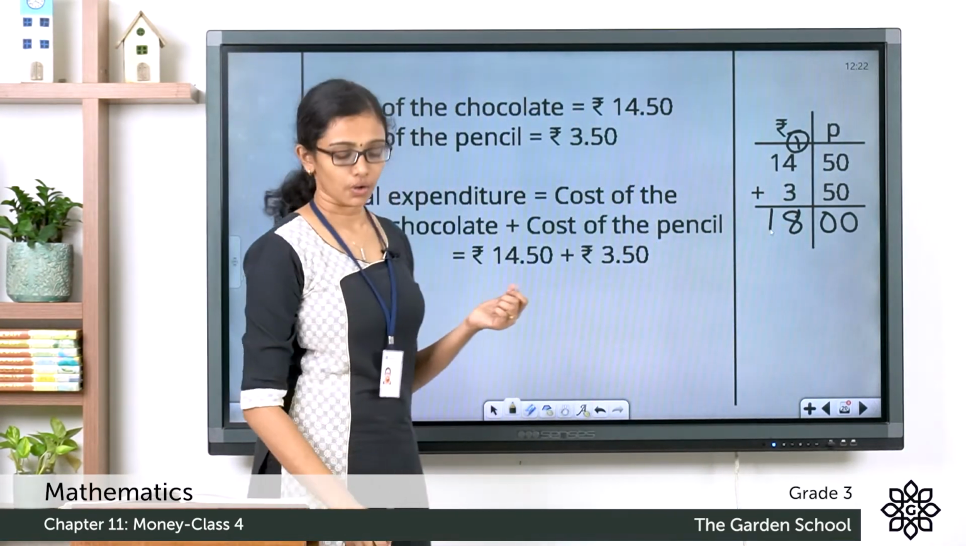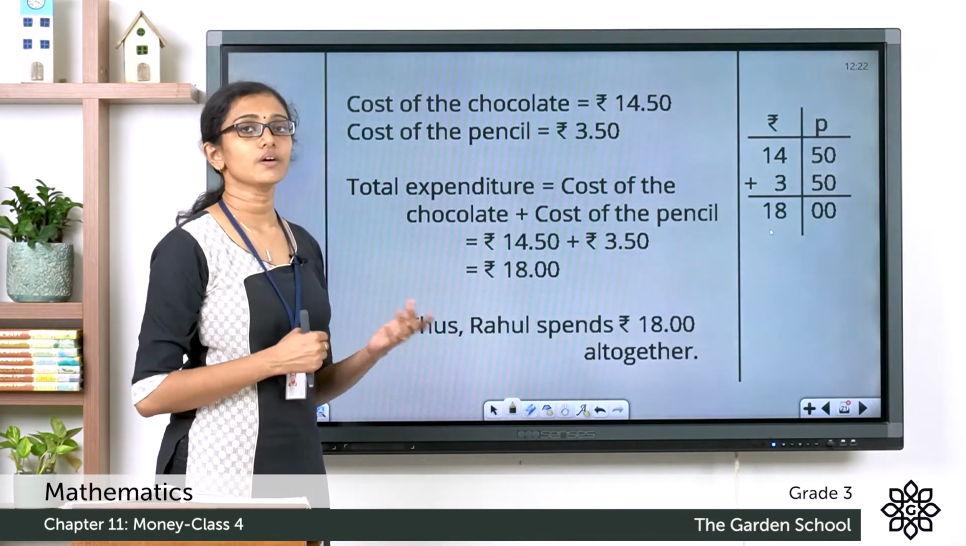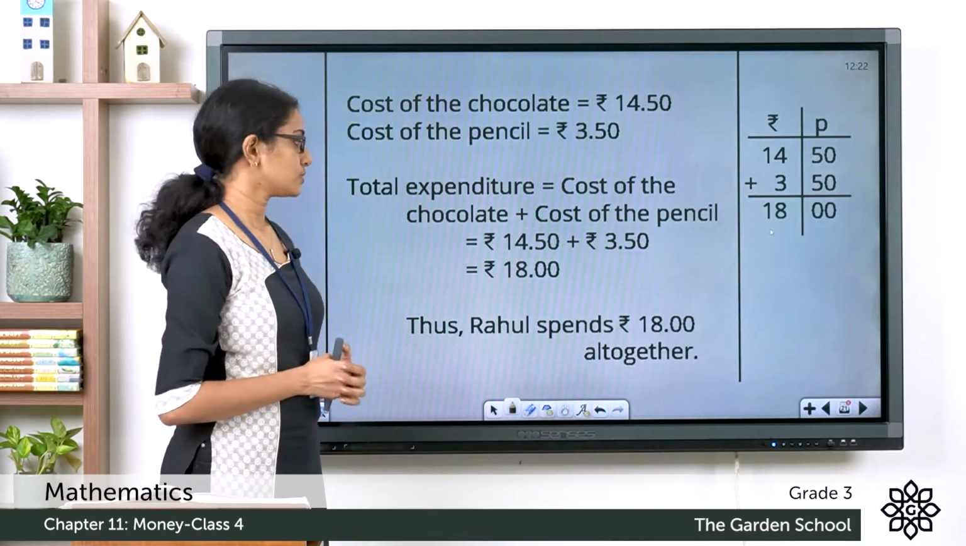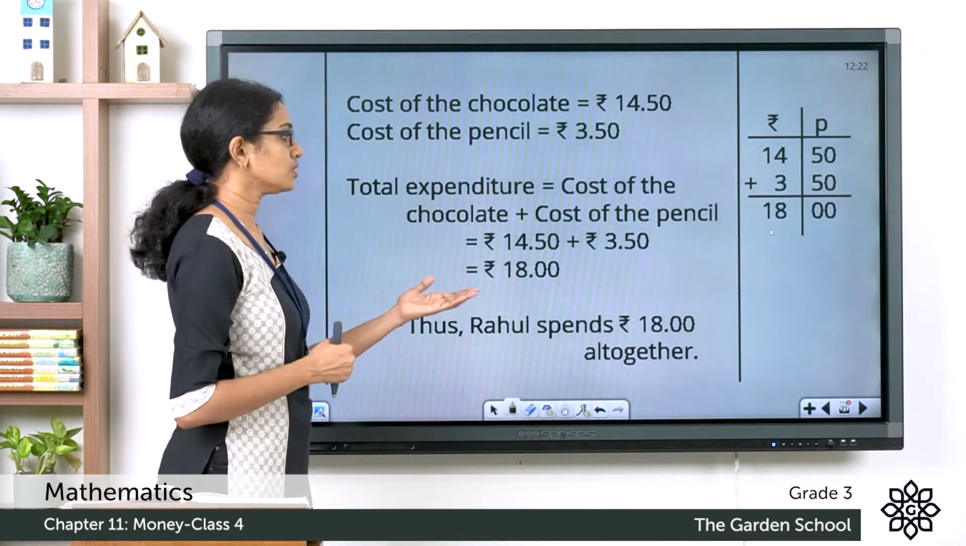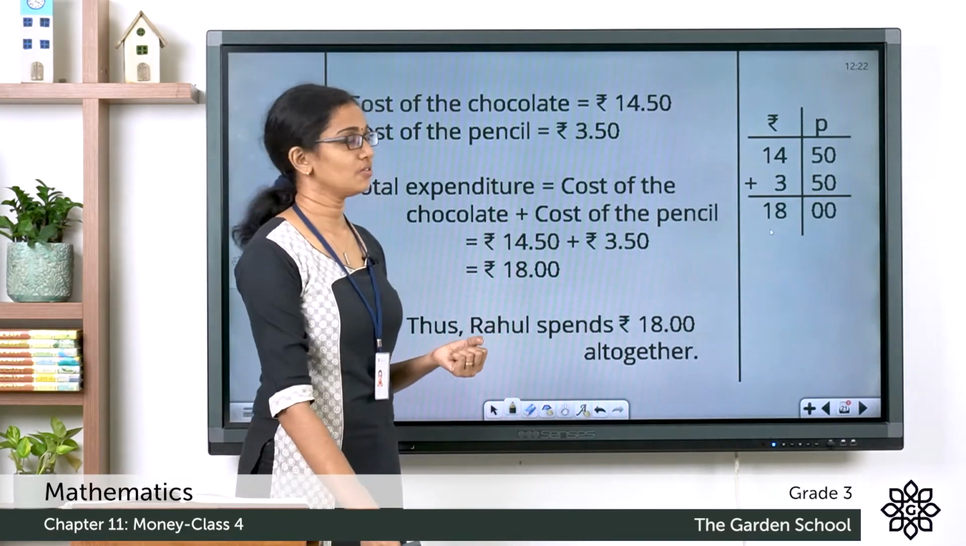So what is the total cost? It costed a total of rupees 18 for Rahul to buy the chocolate and the pencil. So the total expenditure Rahul spends is rupees 18 altogether. So hope this is clear to you.